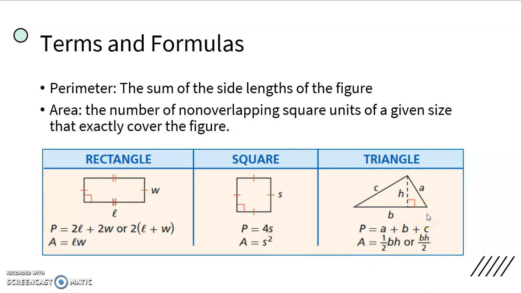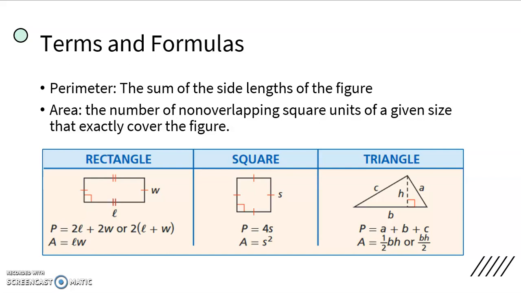The last shape we have here is a triangle. For the perimeter, you just have to add all 3 sides. There's no shortcut for that. But for area, it's 1/2 times the base length times the height. And you can write it like this, base times height divided by 2, and that would work as well. But the thing to remember is about where this height is. It measures the distance from the top of the triangle to the base. And it's the shortest distance from there.